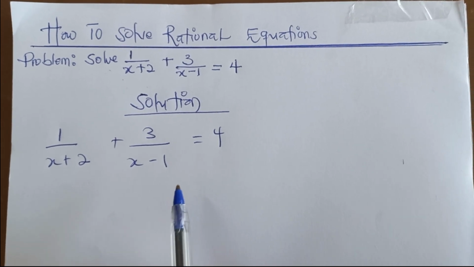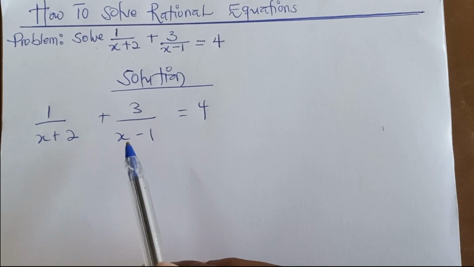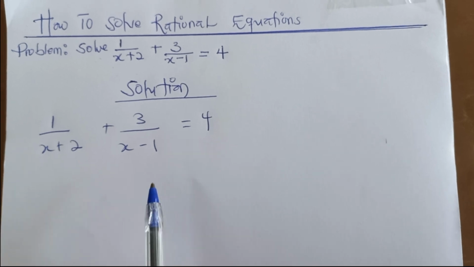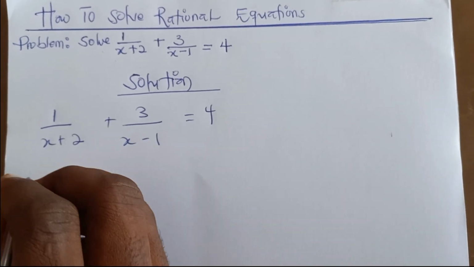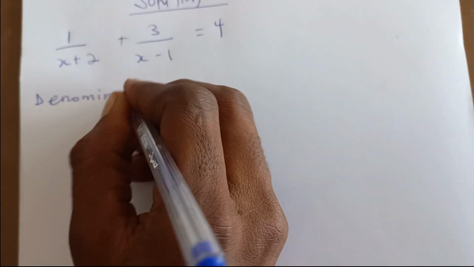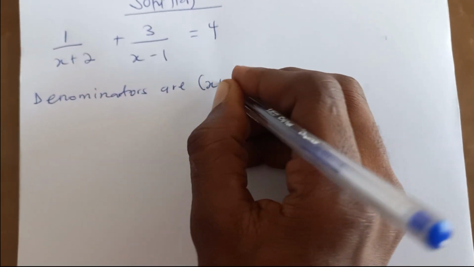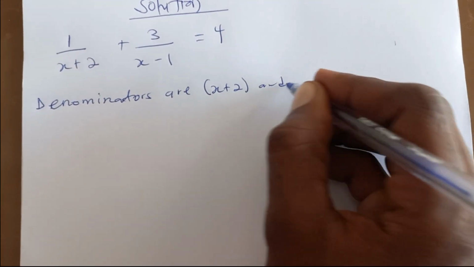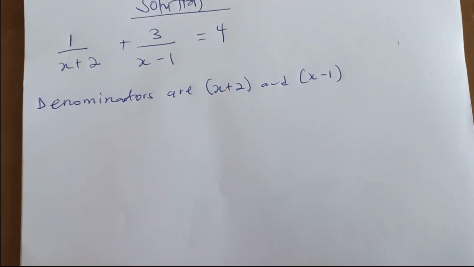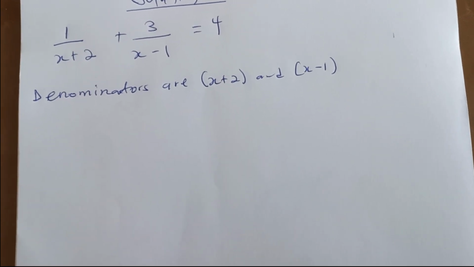Now, what you need to do first is to check the denominator where the variables are located. For this case, our denominators are x plus 2 and x minus 1. Good. So this is our denominator. The next thing we need to do is to find our LCD.